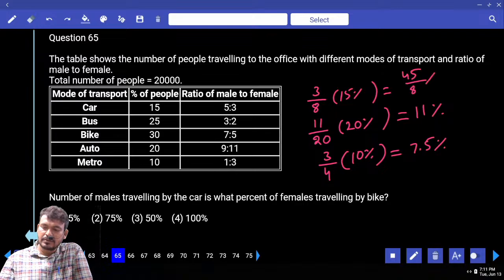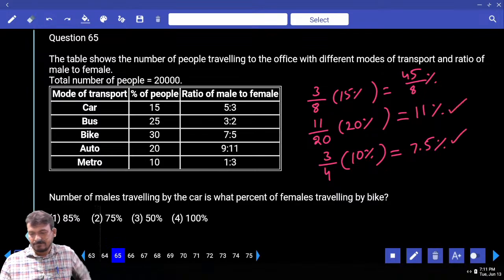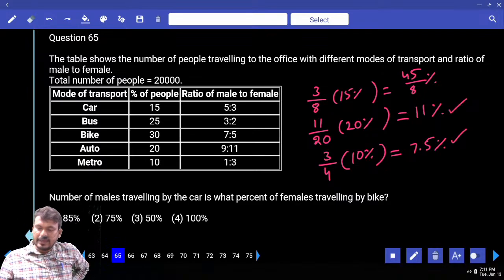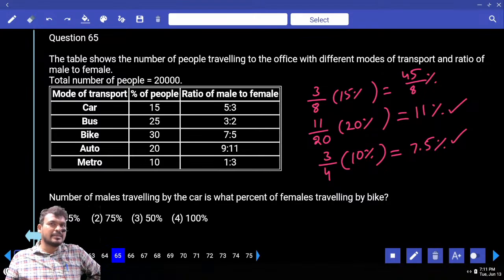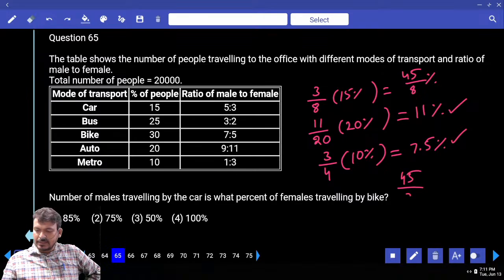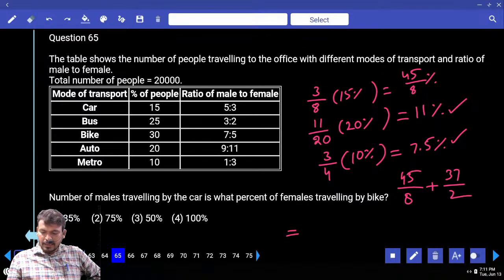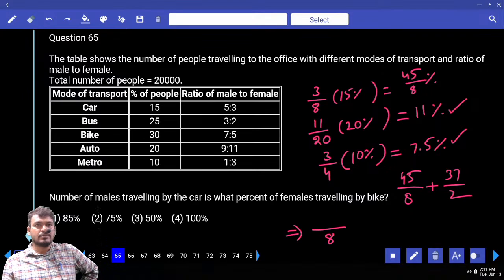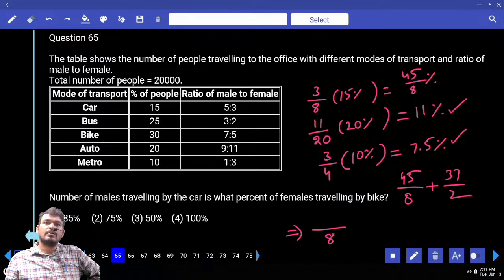45 by 8%. All these are adding or subtracting? Adding. 11 plus 7.5 is 18.5. 18.5 is written as 37 by 2. 45 by 8 plus 37 by 2. Take the LCM. What is the LCM? 8. 2 how many times? 4. 4 into 37 is 148. 148 plus 45 is 193. 193 by 8% of which value?